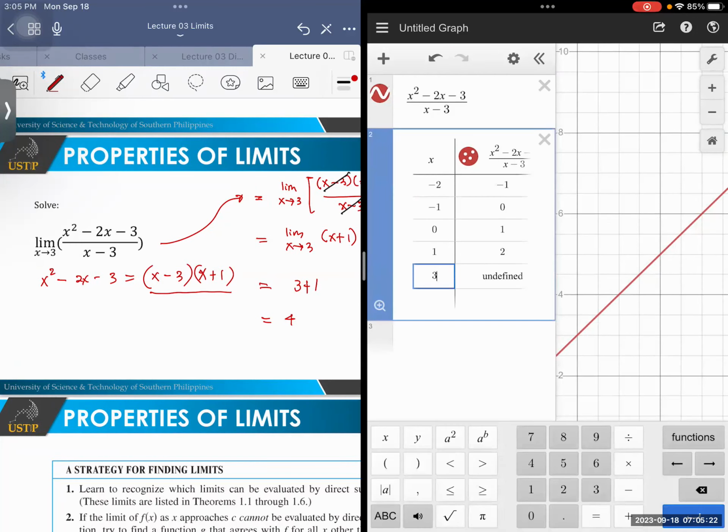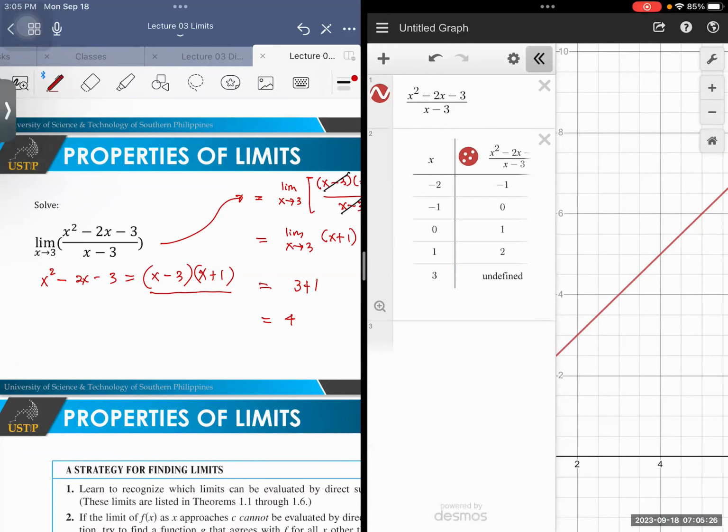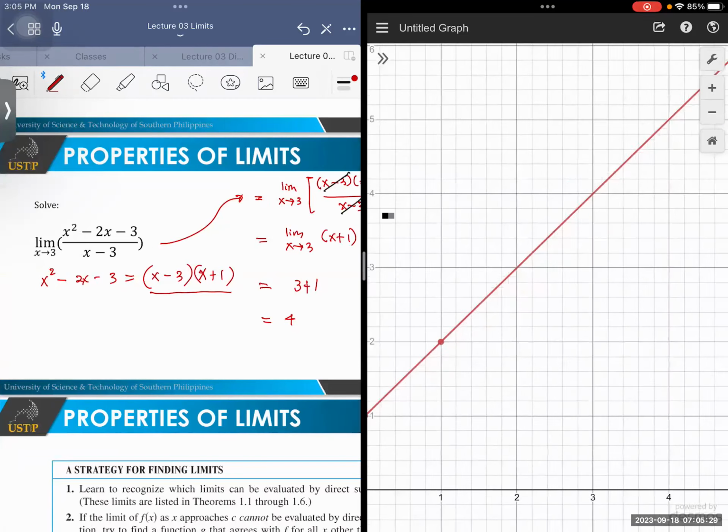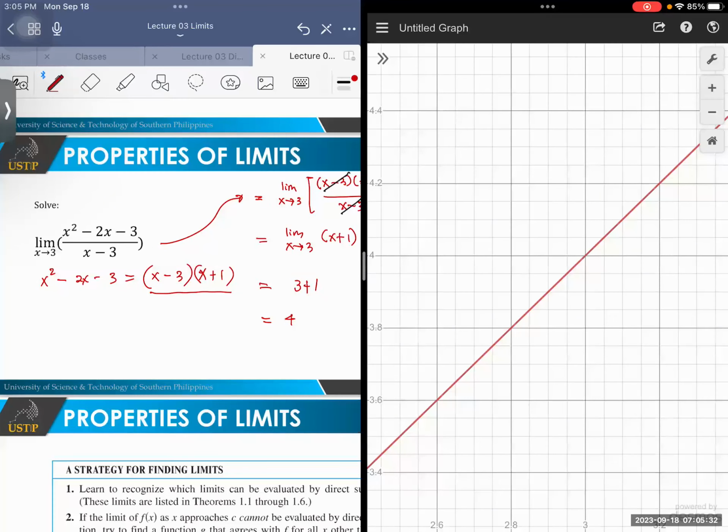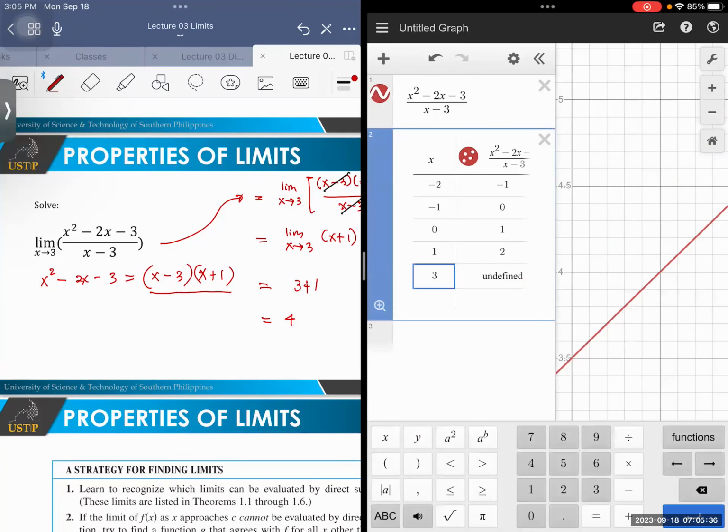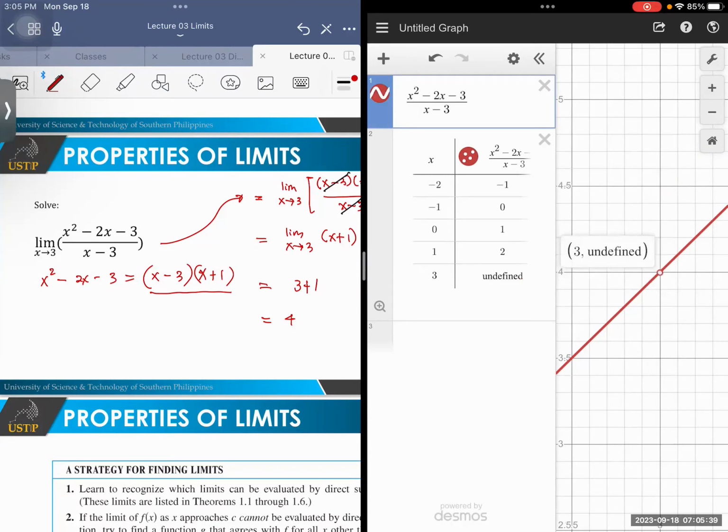So I have here 5 points. If we look at it, it goes from the left side of your graph approaching 3 and from the right side of your graph approaching 3. The value will be 4, which is the limit. But if you hover over the graph, the colored point means it's part of the solution of your function, except this value at 3, because it is undefined.